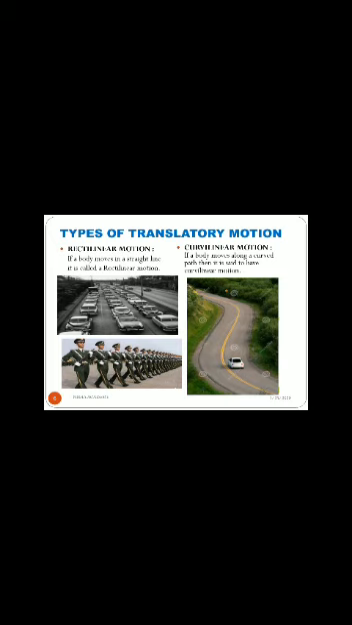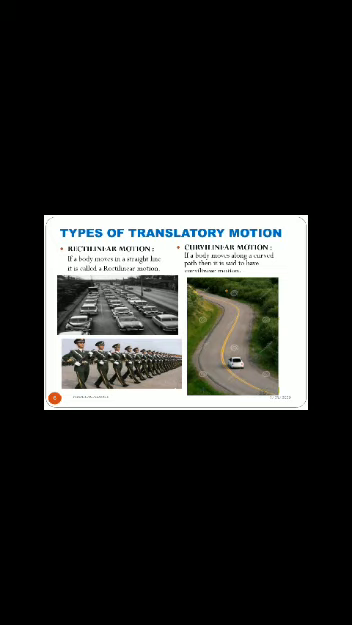Let us see the types of translatory motion. First is rectilinear motion. If a body moves in a straight line, it is called rectilinear motion. You can see the pictures below. You can see the cars are all in a straight line. They are moving in a straight line, so we can say that they show rectilinear motion. A person walking, running, or a boy riding a bicycle in a straight path have rectilinear motion.